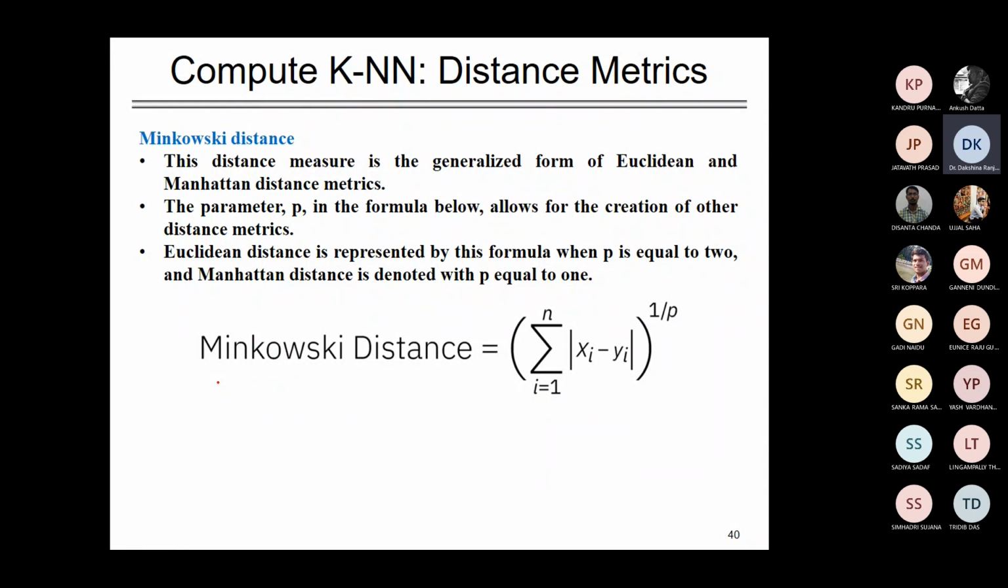So Euclidean distance matrix is represented by this formula when p is equal to 2, and Manhattan distance is denoted with p equals to 1. Okay, so we will get the same effect of Euclidean distance and Manhattan distance when we change the value of the parameter p in Minkowski distance.